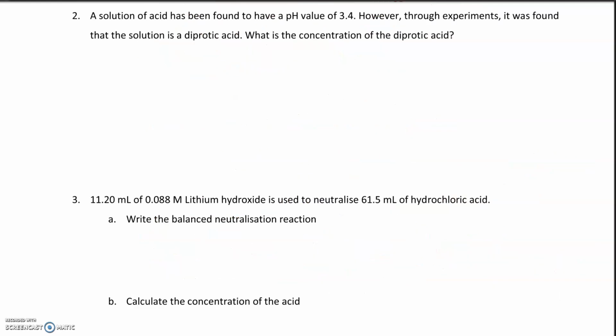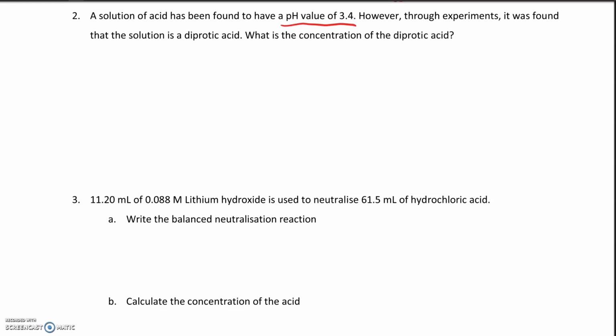All right, on to number 2. A solution of acid has been found to have a pH value of 3.4. However, through experiments, it was found that the solution is a diprotic acid. What is the concentration of the diprotic acid?